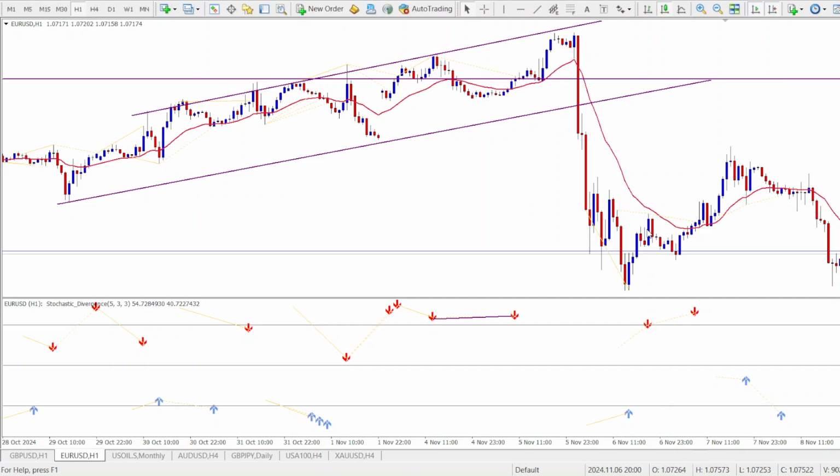Now, the goal here isn't to blindly follow divergences, but to use them as a signal to dig deeper and see if the trend really might be reversing. Okay, so here are a few pro tips for trading with stochastic divergence effectively. Tip number one: use stochastic divergence with other indicators or chart patterns. It's very important. For instance, if you pair it with the moving averages, in addition to your trend lines and horizontal support and resistance levels, it can be a great extra confirmation and help you filter out false signals.